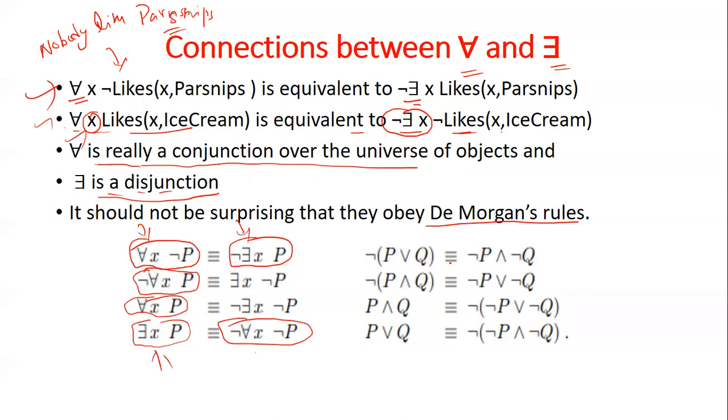Similarly, not (p or q) is equivalent to not p and not q. This we already know. Not (p and q) is equivalent to not p or not q. P and q is equivalent to not of (not p or not q). P or q is equivalent to not of (not p and not q).